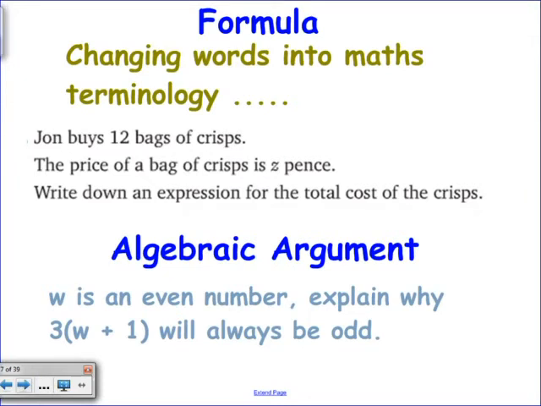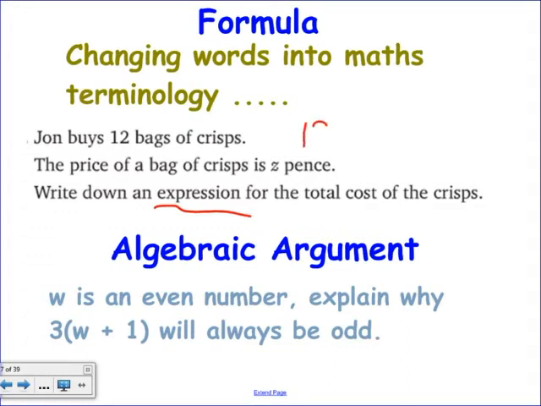Right, formula. Formulas are changing words into things you can use mathematically. They can give you anything. I can't even predict what they could give you on a formula. So here's just an example. John buys 12 bags of crisps and they cost Z pence. Write what for the total cost of the crisps? An expression. What doesn't an expression have? An equal sign. So they're expecting you to put the information down without an equal sign.